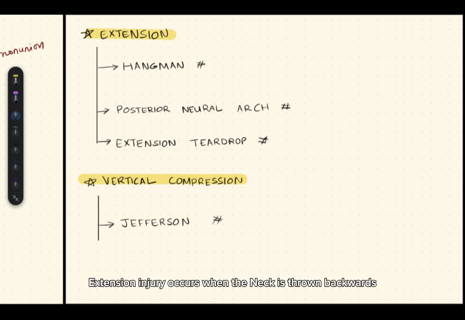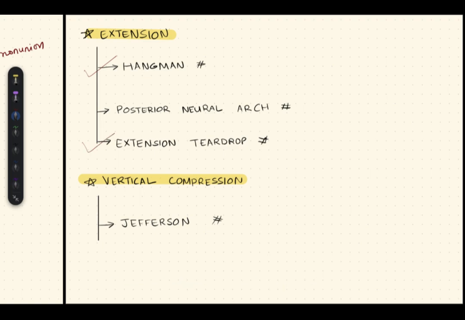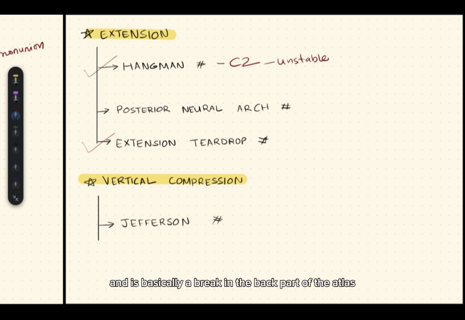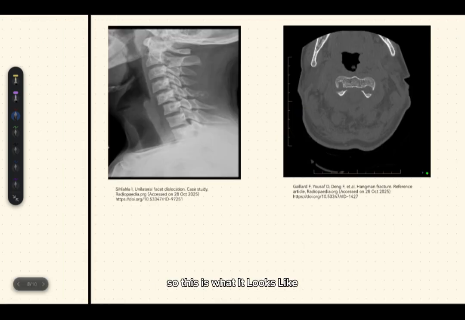Extension injury occurs when the neck is thrown backwards, like in a rear end collision, and it can cause injuries like hangman fracture, posterior neural arch fracture, extension teardrop fracture. Now, out of these, it's important for you to know about hangman fracture and extension teardrop fracture. Hangman fracture is a fracture of C2, very unstable fracture, and is basically a break in the back part of the axis. So this is what it looks like.